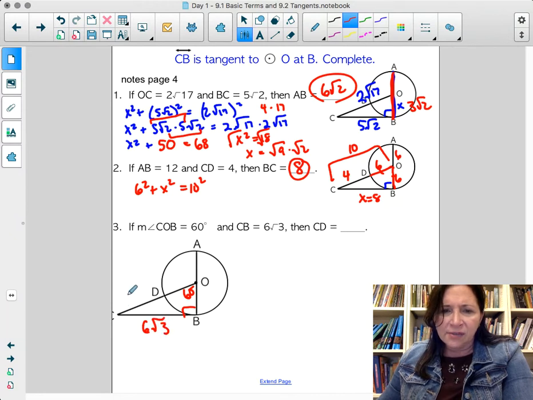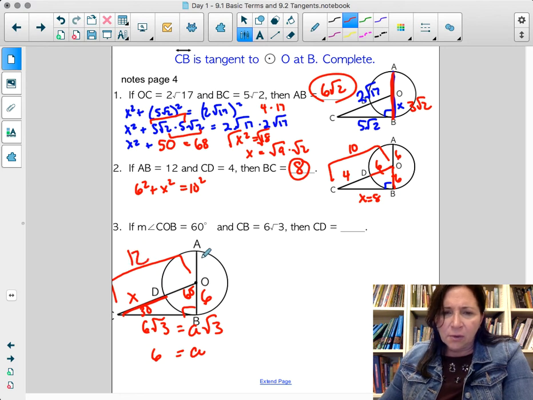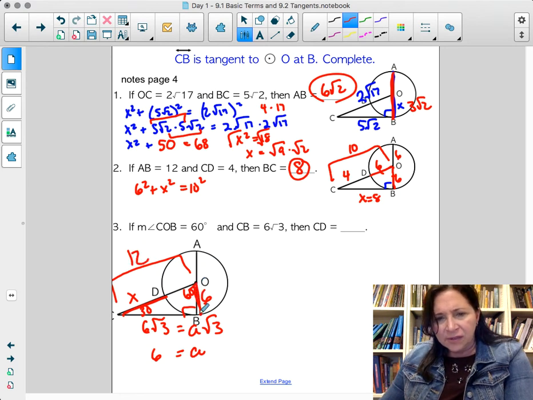What's CD? They want this length right here. You know that across from the 60-degree angle is A root 3, so A is going to equal 6. A is across from the 30, so that's 6. And then this whole length right here is 2A, which is 12. Now, keep in mind, if this is 6 here, that's also 6 because those are radii. So they only want this length here, which is 6.